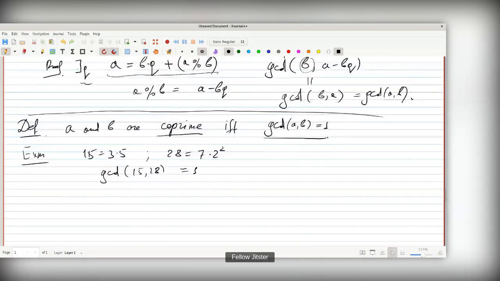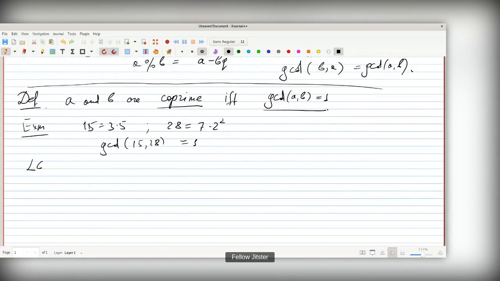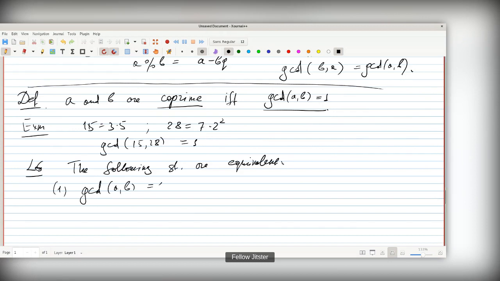And in general, we have another characterization of this coprimality. Lemma 6. The following statements are equivalent. A and B are coprime, that is, the greatest common divisor is 1. The only common natural divisor of these two numbers is 1.